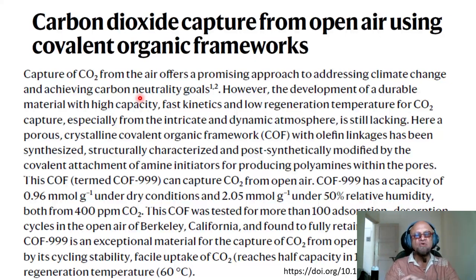Capture of CO2 from the air offers a promising approach to addressing climate change and achieving carbon neutrality goals. This is why I always look these up. However, the development of a durable material with high capacity, fast kinetics, and low regeneration temperature for CO2 capture, especially from the intricate and dynamic atmosphere, is still lacking. CO2 concentration is very low, 0.04%, 440 or 427 ppm or whatever it is now. It will keep increasing, but it's very, very small, which means you'll have to flow through a lot of air to capture this tiny amount of CO2 that's in there.